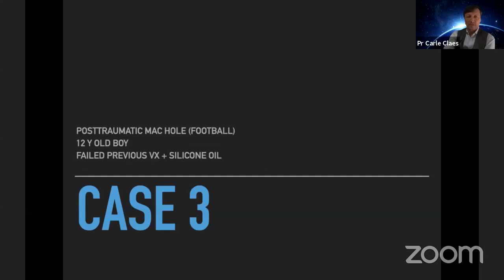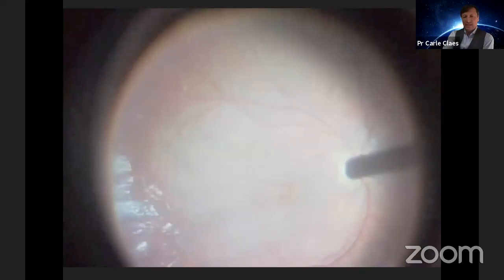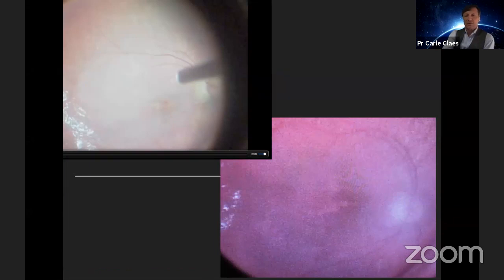Another case was a 12-year-old boy who suffered trauma to the eye from a football and had also been operated on previously, as you can see here, elsewhere, fortunately with silicone oil tamponade. You can see the reflex of the silicone oil meniscus and a flat macular hole, which is, as you know, the most difficult to close, and that's why we like to detach the retina in these cases, to relocate it, to give more possibility to close the hole.